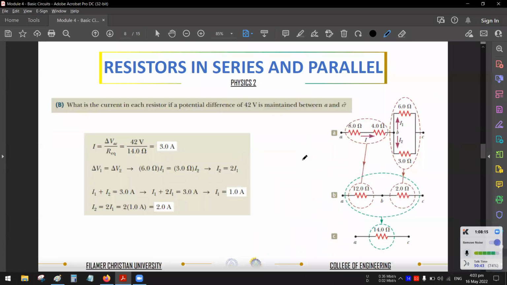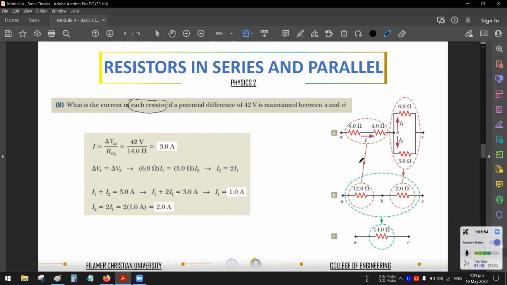Ayan, meron pa tayong another example. Ito. So, what if meron tayong value na voltage? Di ba? So, what is the current in each resistor? O, di ba? So, each resistor. So, ilan yan? So, what is the value? Ano value niyan?